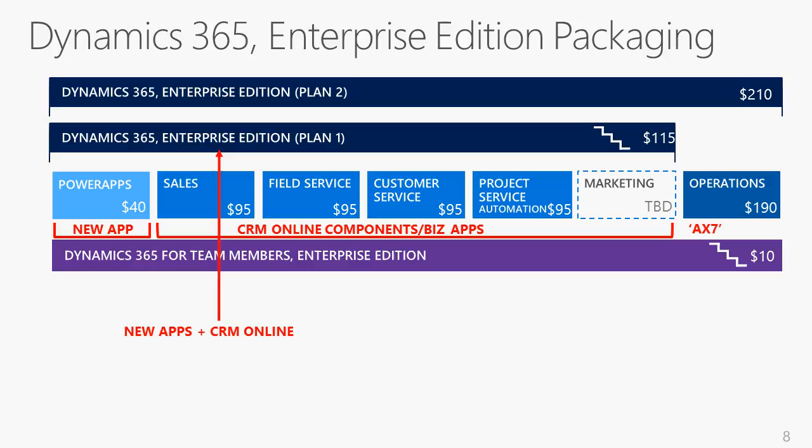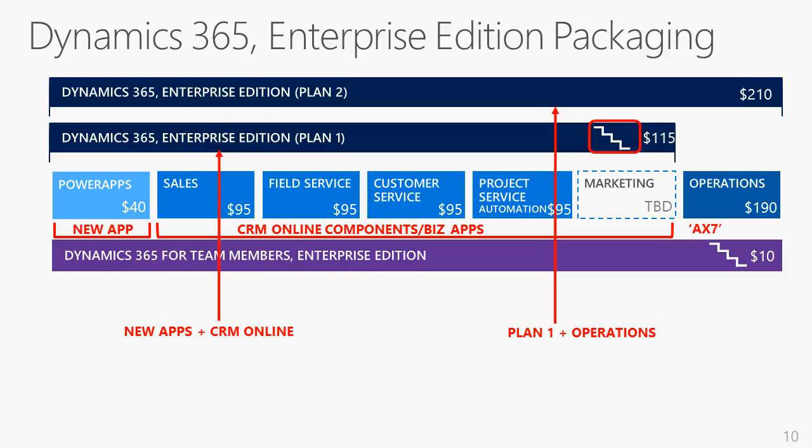So basically, if you want to think about Enterprise Plan 1, it is CRM Online plus the new apps, which are Power Apps in this case. Whereas Dynamics Enterprise Plan 2 is essentially just Plan 1 with Operations.